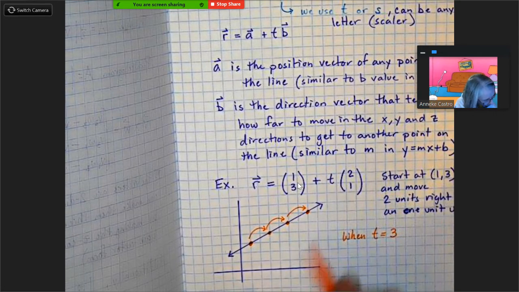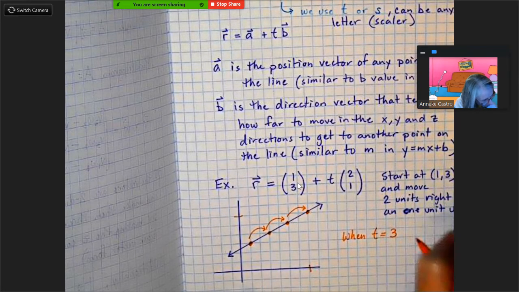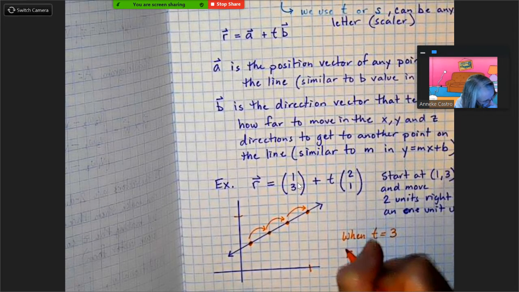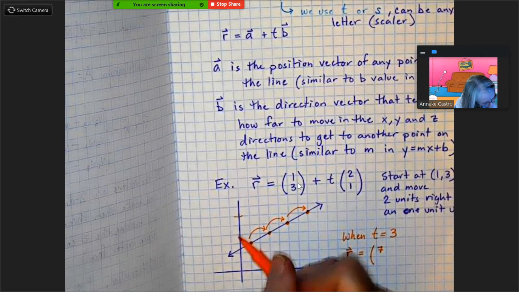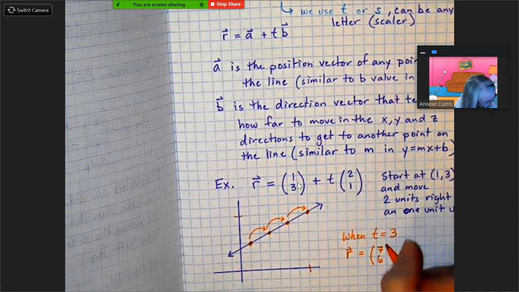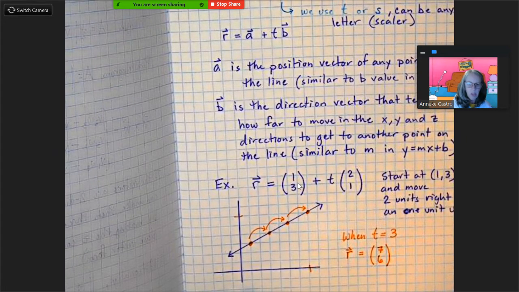So where am I? If I go here and I go here, let's just read that off. 1, 2, 3, 4, 5, 6, 7. So when t equals 3, r is going to be equal to 7, and this is 1, 2, 3, 4, 5, 6. R is going to be 7, 6. But notice that's also its position. So this is r as a position vector. It gives me the position of another point on the line.